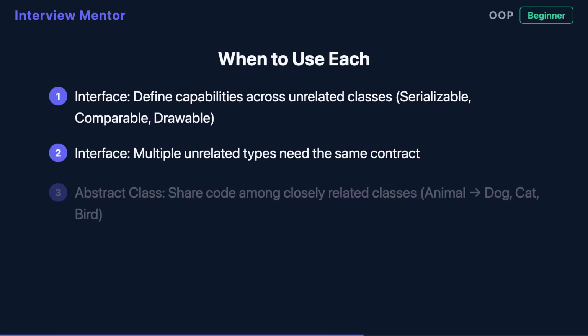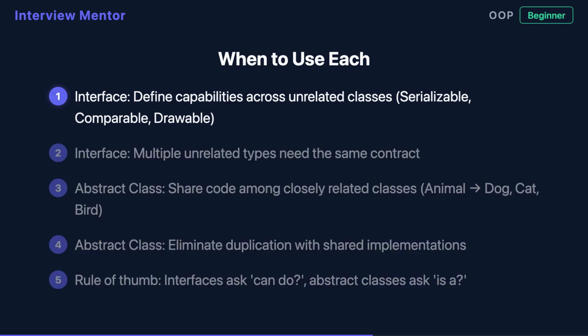Finally, when to use each. Use interfaces to define capabilities across unrelated classes. For example, serializable, comparable, or drawable. These can apply to totally different types.